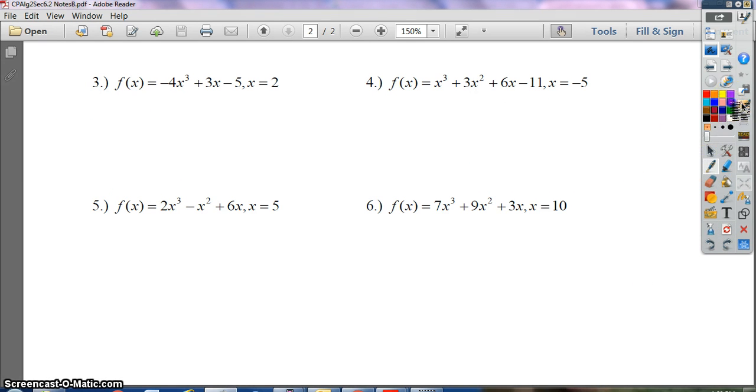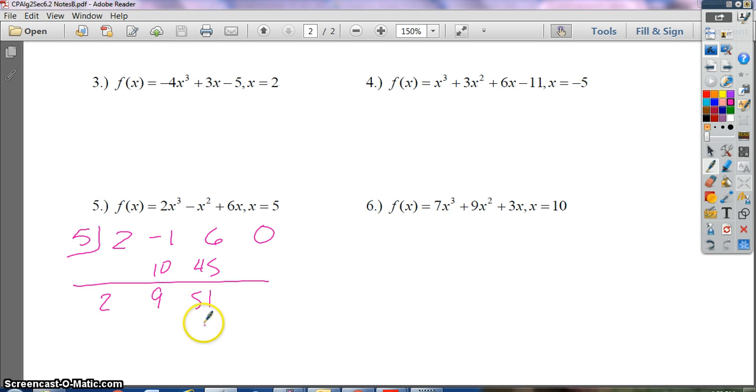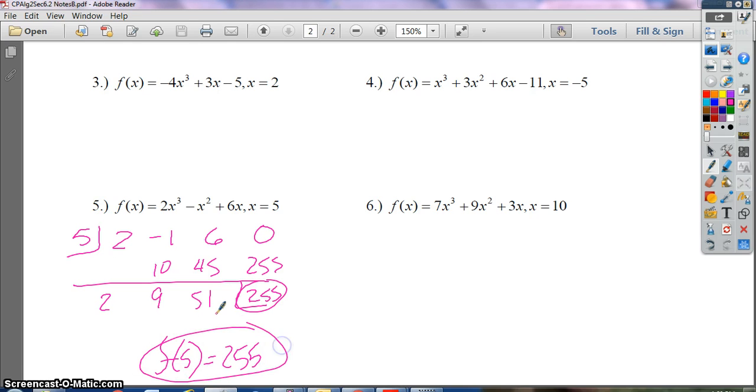All right, and 5 and 6. I'm going to do a pink here to start. I'm going to rewrite my 5. I got 2, negative 1, 6, 0. Notice there's no constant, so I need a 0 there. I got 10, which is 9. This is 45. This is 51. 255. And that's my final answer. Who wants to be a millionaire? 255. There you go.